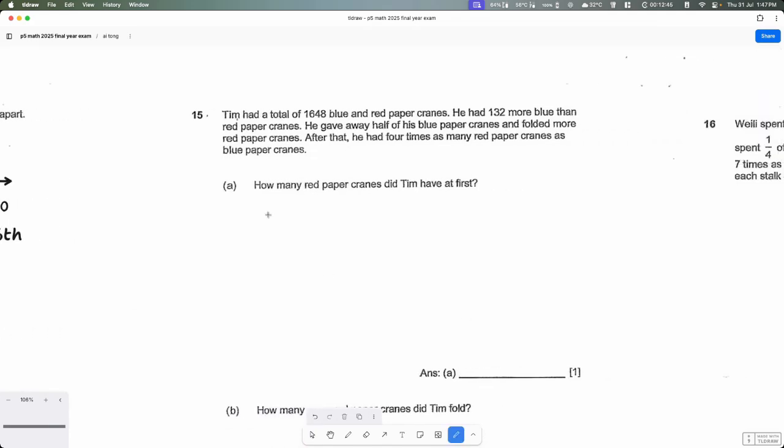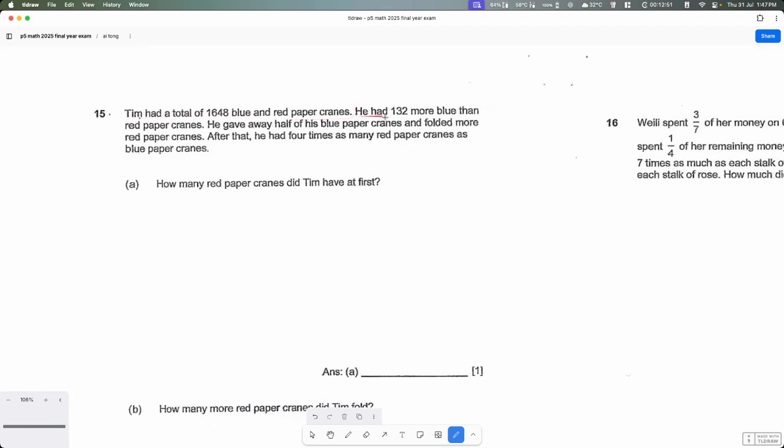Question 15. It says here, Tim had a total of 1,648 blue and red paper cranes. He had 132 more blue than red paper cranes. He gave away half of his blue paper cranes and folded more red paper cranes. After that, he had 4 times as many red paper cranes as blue paper cranes. How many red paper cranes did Tim have at first?